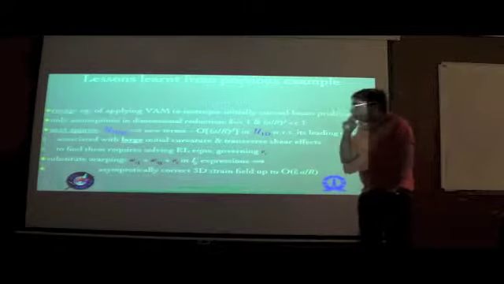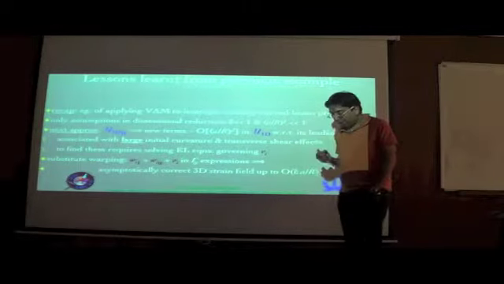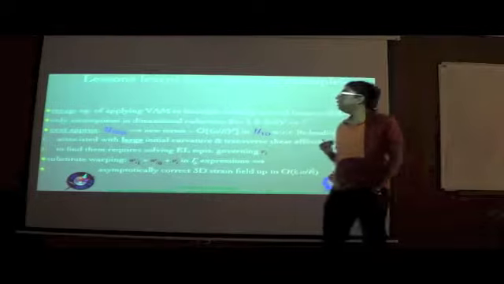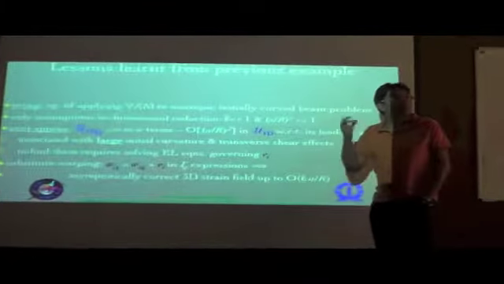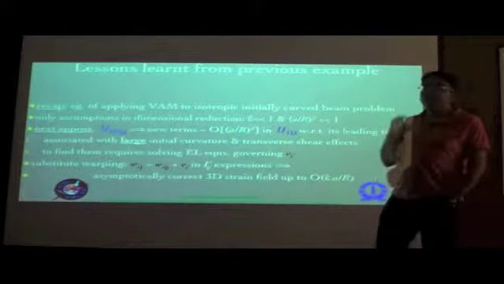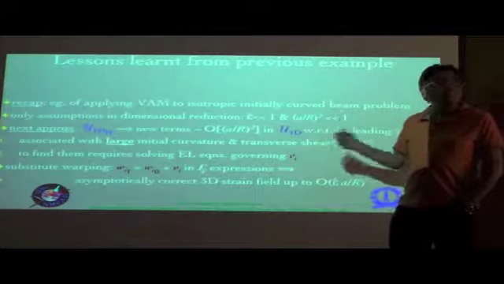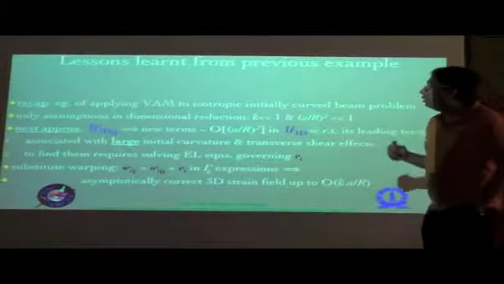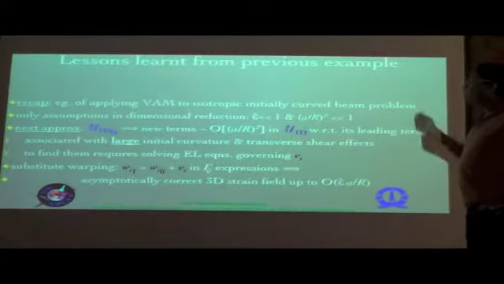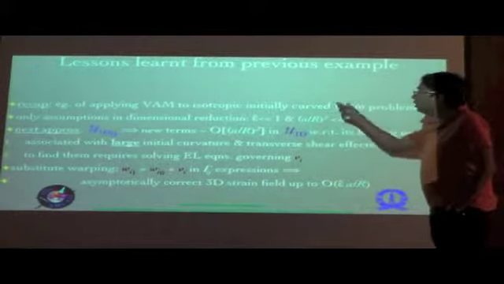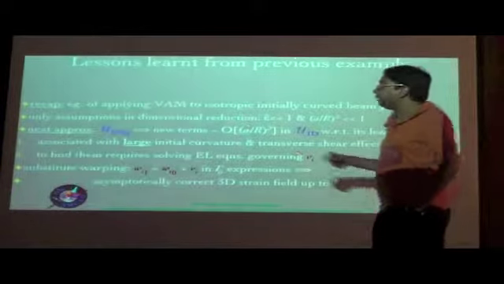So before we proceed to this more generic example of a composite beam, we'll just summarize what we learned from the previous simpler example for the isotropic beam. That will give us an idea of what is to come for the general case. So the example of applying VAM was to an isotropic initially curved beam problem. Of course, initial curvature includes the pre-twist as well.